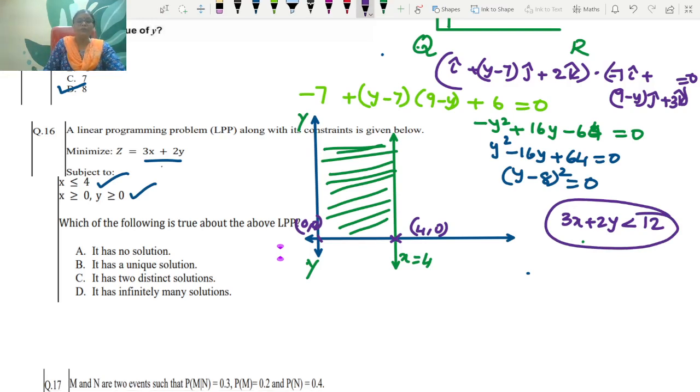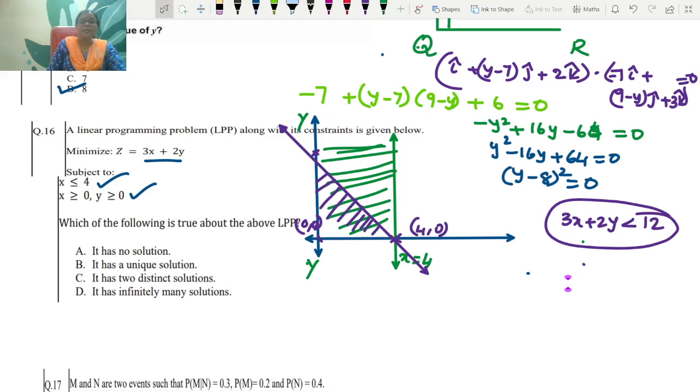This is x equal to 4. How do we draw the line 3x plus 2y equal to 12? Put x equal to 0, we get y equal to 6, maybe somewhere here. Then y equal to 0, x will come out to be 4. It is this. That means it is a line which is passing through this. Fine. So the region that it says is a region which is 3x plus 2y less than 12. As per this condition, it is the triangular region.